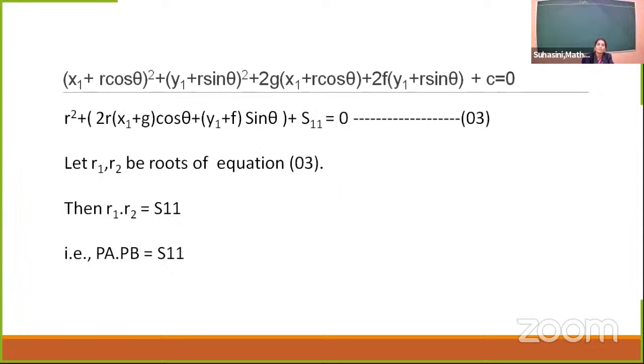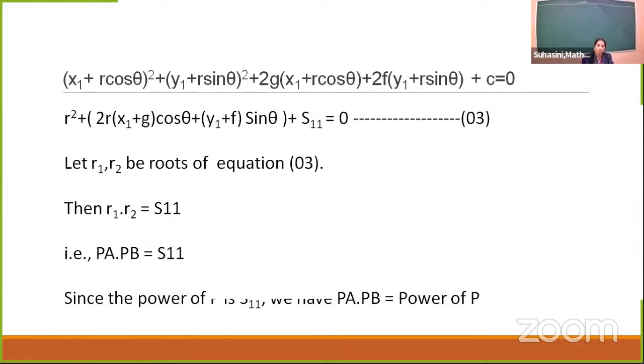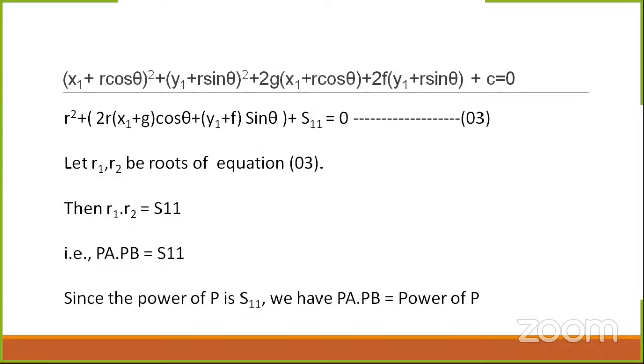What is r1? The first distance, from P to the first point that we have chosen, A, that is PA. And what is r2? The distance from P to the second point, PB. So PA into PB is S11. But what is S11? The power of P with respect to the circle S equal to 0. So PA into PB is also the power of the point P with respect to the circle S equal to 0. This is what we need to prove.